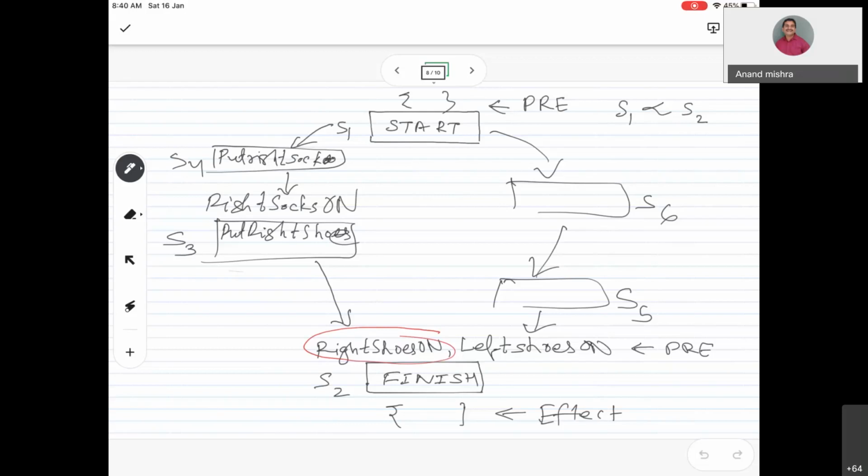The effect will not be put socks on. No, put socks on is not the effect, right? There is no precondition or effect of a start. Put sock on is a step, and this step does not have any precondition. Put right sock does not have any precondition. You can just put it, right? So there is no precondition, and you can directly link it from the start.